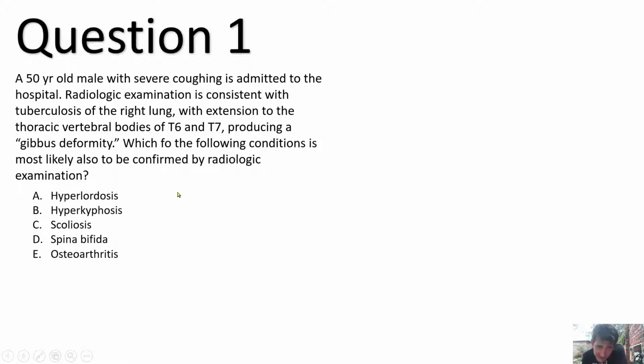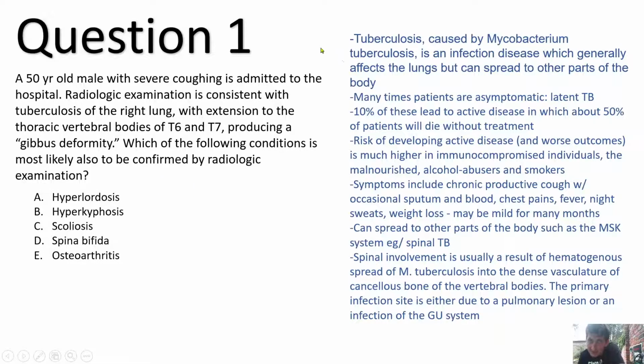So if we know these terms and we know what gibbous deformity is, we got the answer. But let's not stop there, because we go all the way, y'all. So tuberculosis, what is this? It's caused by a bacteria called Mycobacterium tuberculosis. It's an infectious disease which generally affects the lungs, but it can spread to other parts of the body, as we see here. Many times patients are asymptomatic, and it's called latent TB.